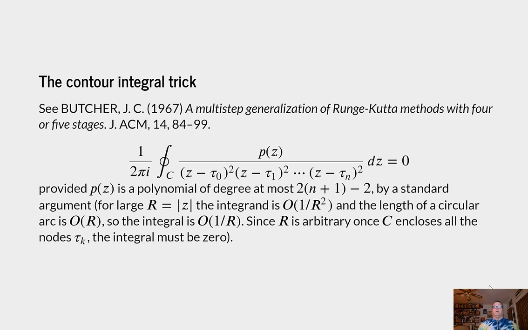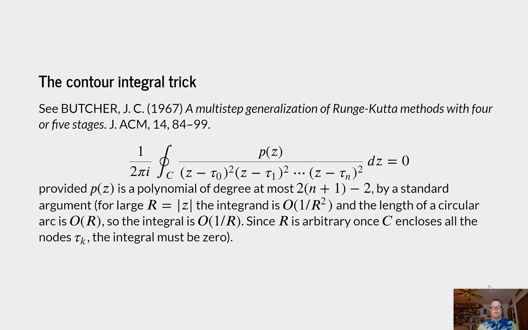The contour integral trick. Here is another reference. This is a wonderful paper by John Butcher, from 1967, a multi-step generalization of Runge-Kutta methods with 4 or 5 stages. So this is maybe an important paper in the history of solving differential equations numerically as well. So I think it's worth reading even just for that. But it introduces a very nice method for constructing interpolants. It's very likely that Hermite knew this as well. So this trick is not necessarily due to John Butcher, but that's a good paper to read it in nonetheless.